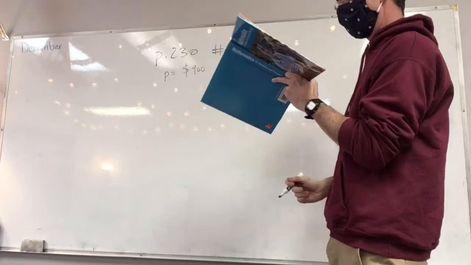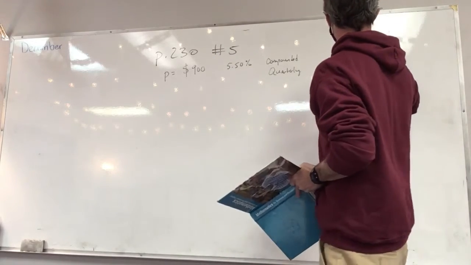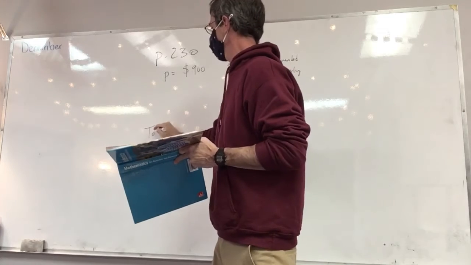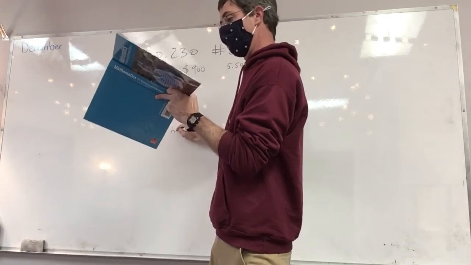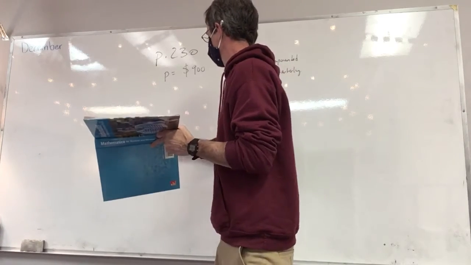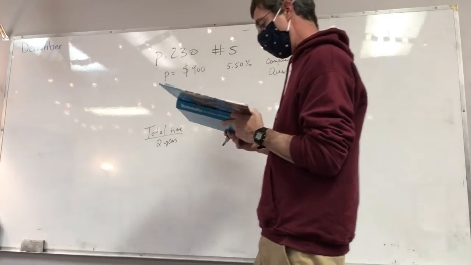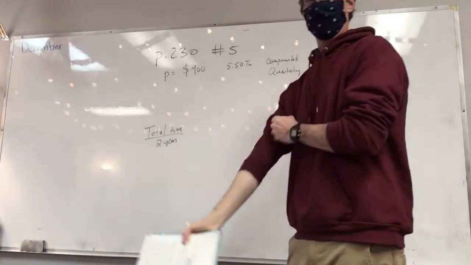And the total time, well, I'm running out of room here. I'll do it this way. The total time is 2 years. And we're supposed to find the number of periods, the amount, and the compound interest.